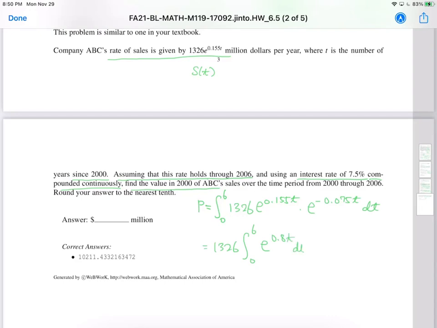t dt. So this is equal to 1326 times the antiderivative, which is e to the 0.8 t divided by 0.8 from 0 to 6. So this is equal to 1326 over 0.8 times e to the 0.8 times 6 minus e to the 0.8 times 0. So simplify it. Okay.